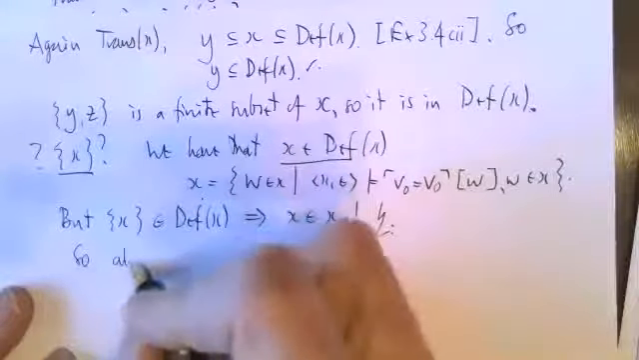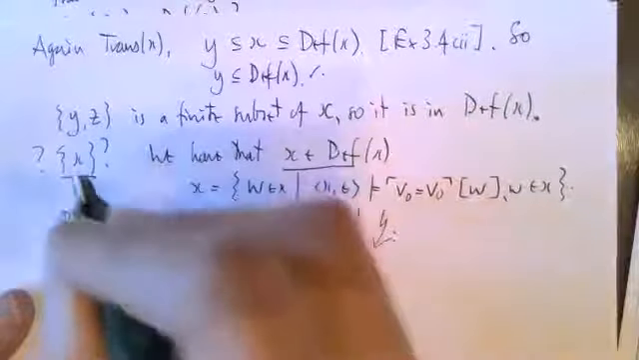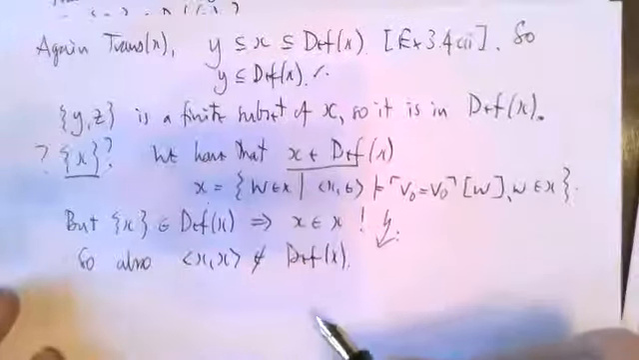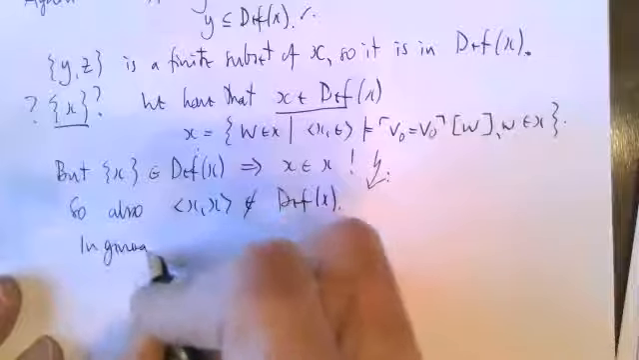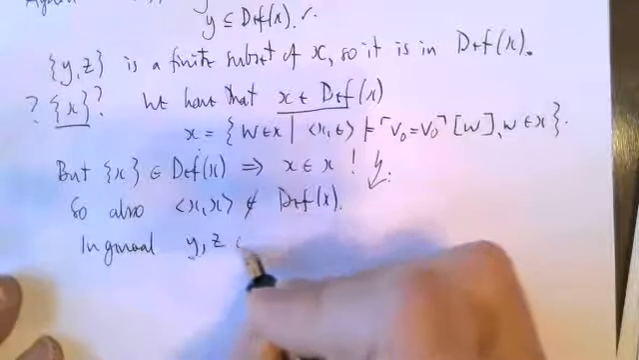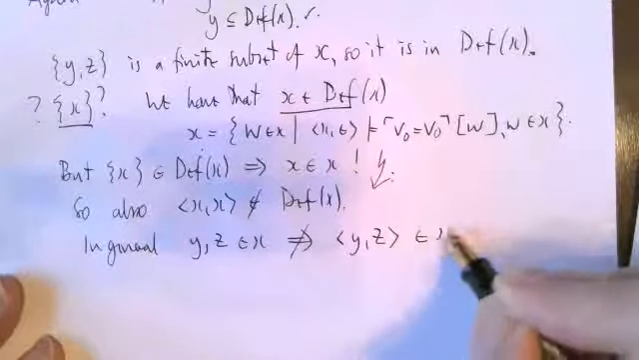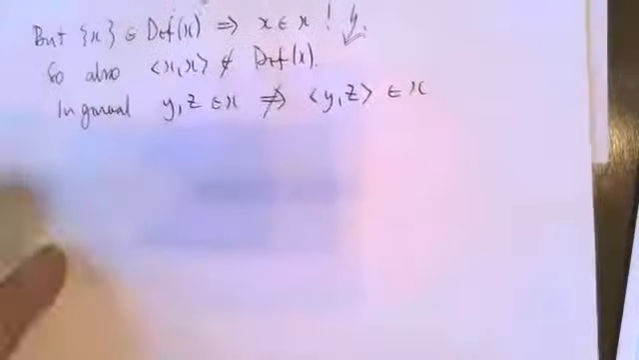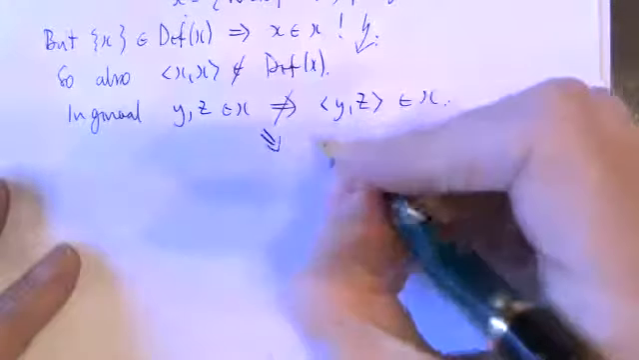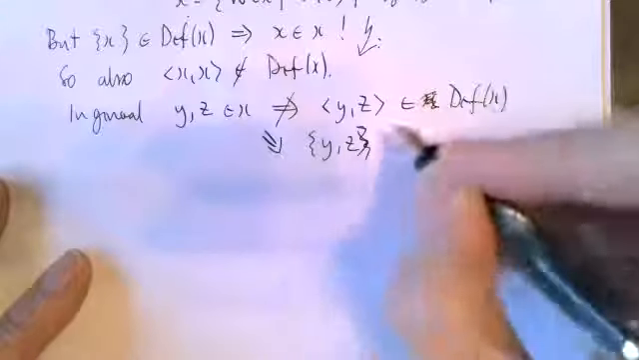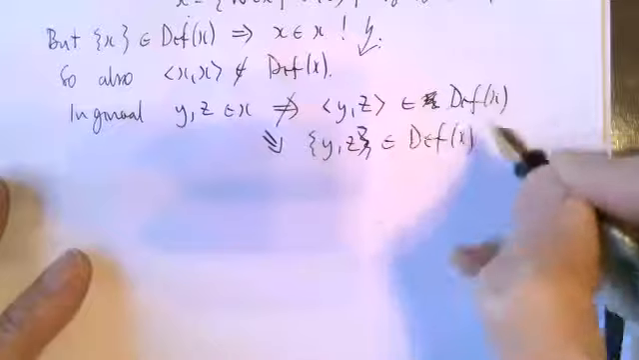So in particular, I remark at the same time, this is not in def X. And in general, if I've got Y and Z in X, this does not imply that the ordered pair YZ is in X. It did imply that the unordered pair YZ is in def X. That's okay.